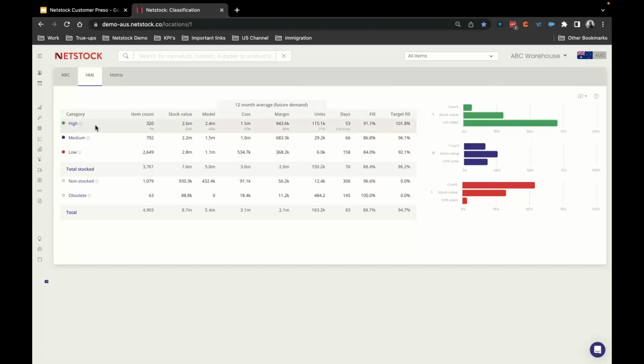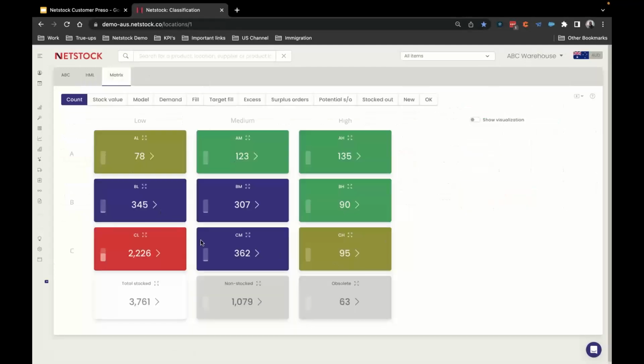So my fastest movers, 80% of my movement is coming out of those 320 items over there. 16% in medium, let's say, and last 4% in low. And then what we do is we intersect those in this 9-block matrix. So if you can see ABC coming across from left to right, A is my highest value items, and then high, medium, low, fastest moving items coming down from top to bottom in my high.